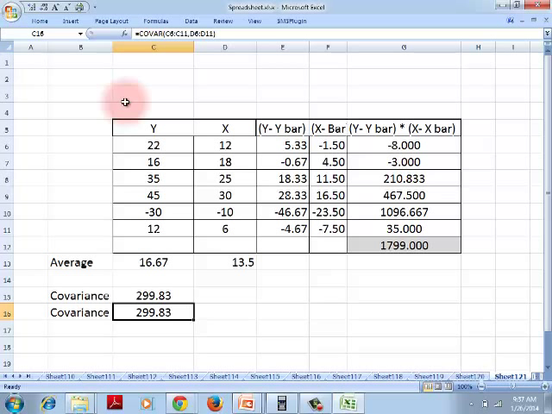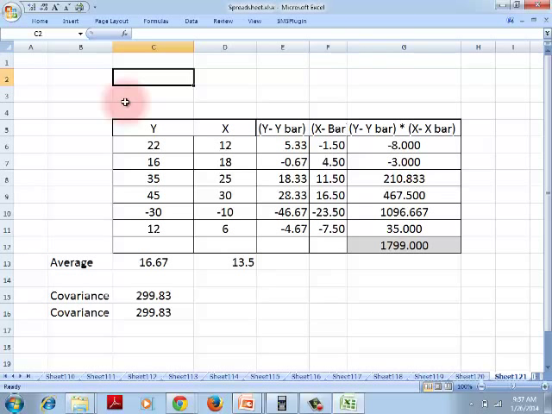Now, even if you could not calculate, do not worry, because you don't have to calculate this. But what you need to understand is how to interpret this number. The first interpretation is that covariance here is positive, and a positive covariance means that the relationship between the two sets of variables is positive. It means that when x increases, y will also increase. That's what it tells us.